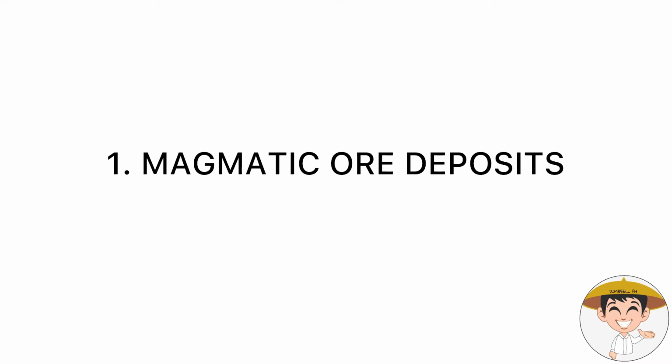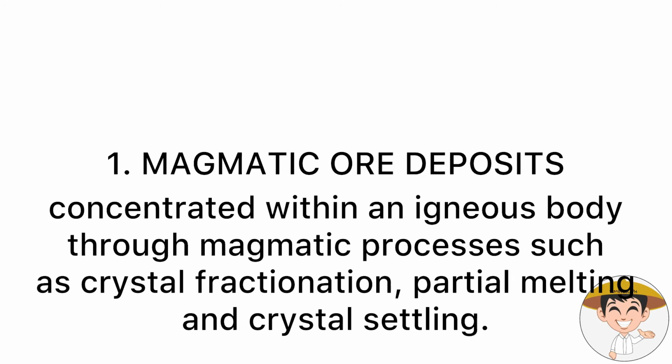These are valuable substances that are concentrated within an igneous body through magmatic processes such as crystal fractionation, partial melting, and crystal settling. And these are magmatic processes. The magmatic processes can concentrate the ore minerals that contain valuable substances after accumulating elements that were once widely dispersed and in low concentrations within the magma. So therefore, these magmatic ore deposits are formed because of crystal settling. Okay?